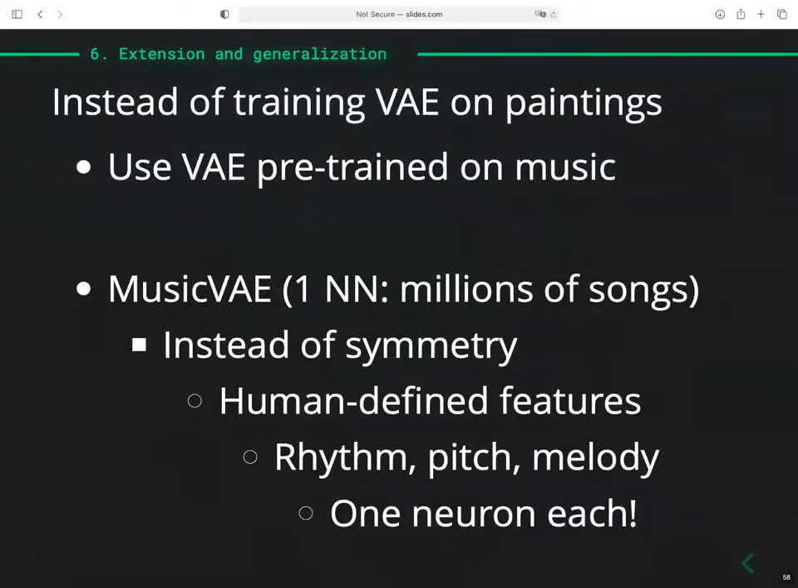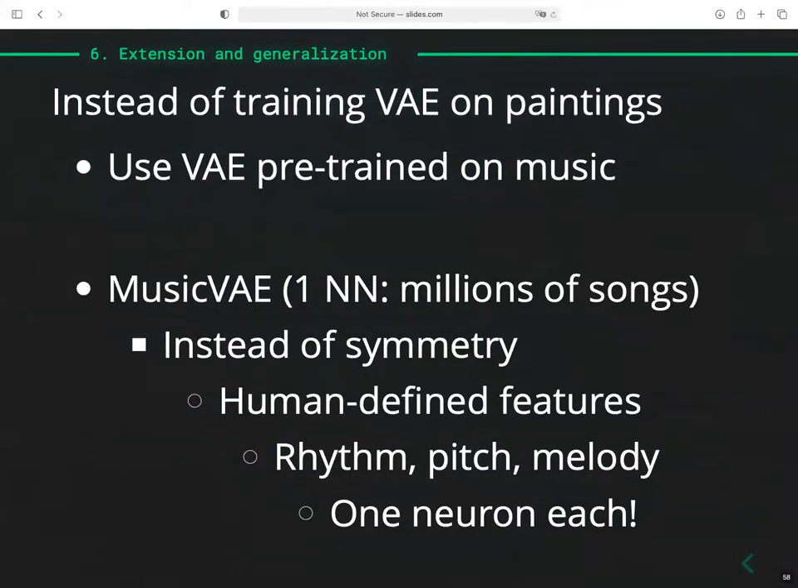If you give it one whole image, it will output something very similar to that image. The point is that it's the same single neural net that can hold information about 1 million songs here. And about songs, instead of asking for symmetry, we ask about other interpretable quantities, other quantities that people have defined to quantify music. What we're finding is that there is one neuron that holds most of the information about rhythm, another one that holds most of the information about pitch, another one that holds most of the information about melody. That's for music that is just short, 2 bars of music, so up to 32 notes.